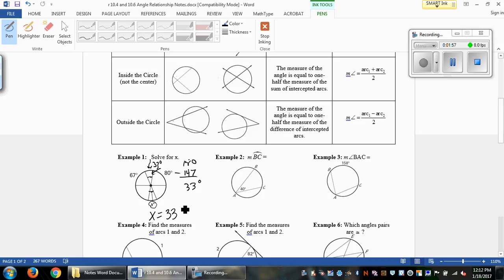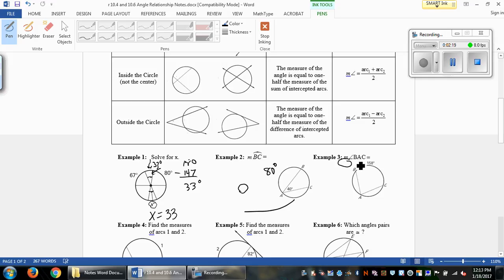Example 2, we have where we end up with our inscribed angle, so it's across it, which would make the arc twice as much as the inscribed angle, so all we have to do is double 40, and we get our answer, so 80 degrees for that one. Example 3 is the same thing, just in reverse, so we're starting with our outside angle, and we need to figure out the interior, so it'll be half of that, so 158 divided by 2, and that will be 79 degrees. So that will be for that one.